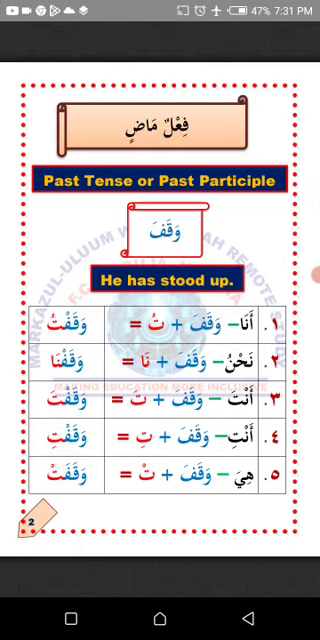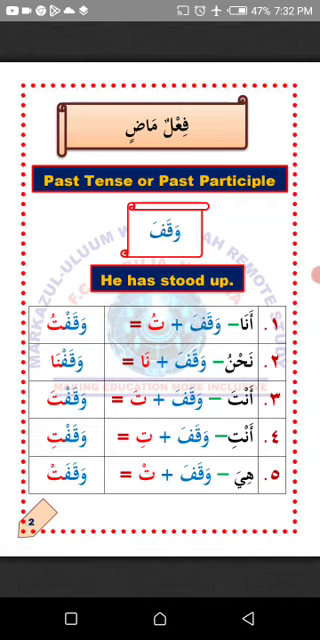Waqafa simply means he has stood, and he in Arabic is huwa, being the opposite of hiya, she. So how do we now change the verb waqafa to suit the following pronouns? Number one. Ana, I. All you need to do is to attach ta'un, carrying dhamma, to the last letter. Then you give sukun to the letter before it. So the verb waqafa will now become waqaftu, which means I have stood.